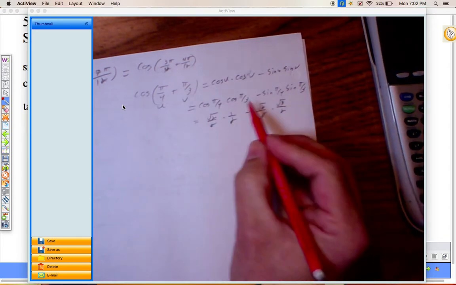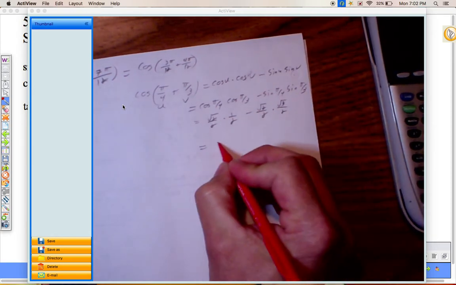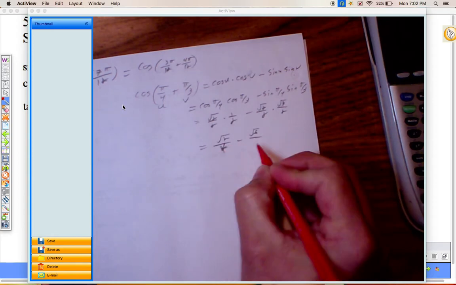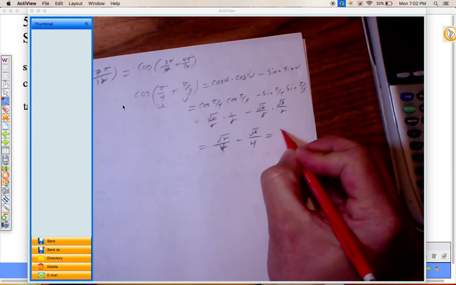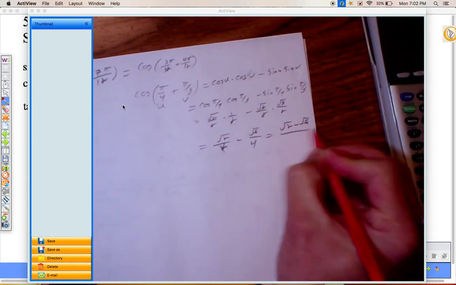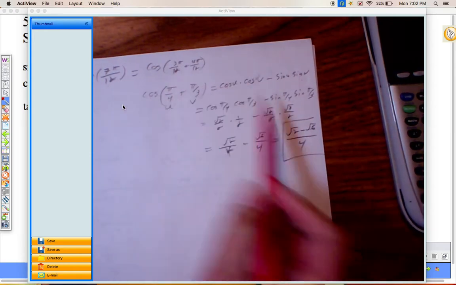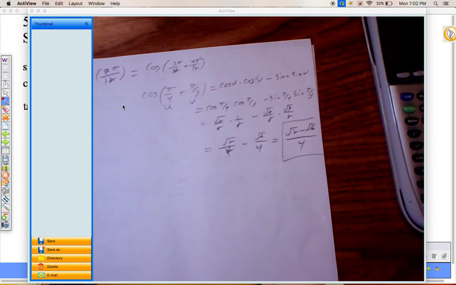We have to be able to get to the point where we don't have to think too hard. Square root of 2 over 4 minus square root of 6 over 4, which is square root of 2 minus square root of 6 over 4. All of these answers are going to look something like this every time. Different signs, different places, but the same basic idea.